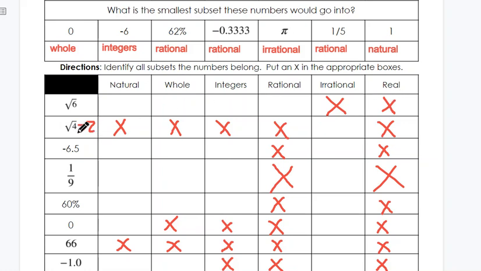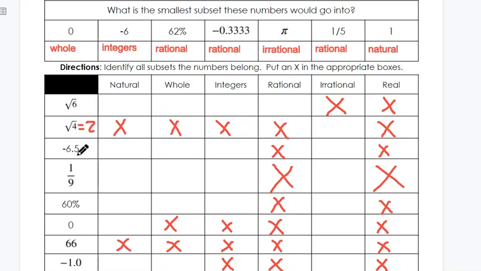Square root of 4, this is a hard one. Square root of 4, if I solve that, I get 2. Well, 2 is a natural number because it's a counting number. Natural numbers are also whole numbers. Whole numbers are also integers. Integers are also rational. And rational numbers are real. All the numbers we deal with are real.